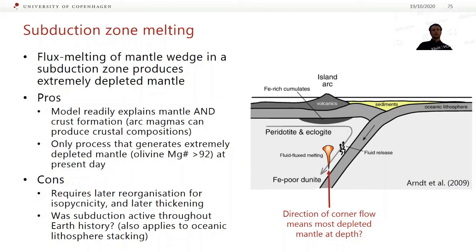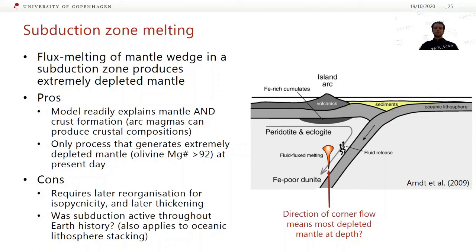So if we're looking at some of these ancient depleted mantle samples, then this is one that we know for sure works, and it does generate these really depleted peridotites. One of the cons is that because of the way the flux melting is happening here, and because of the way the corner flow operates, you actually get the most depleted mantle at the bottom of the mantle wedge, because of the way it's being dragged in and then down. So if we want to meet this isopycnicity hypothesis, then we need some reorganization and then some later thickening.